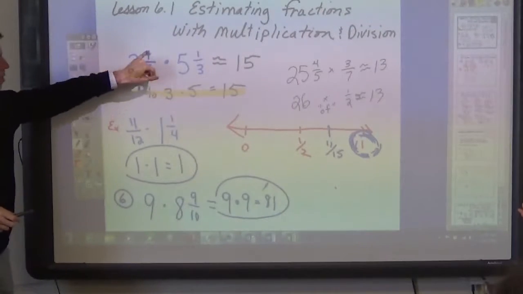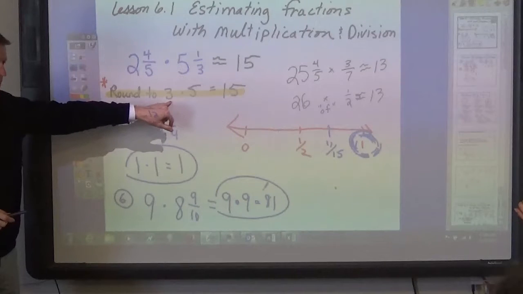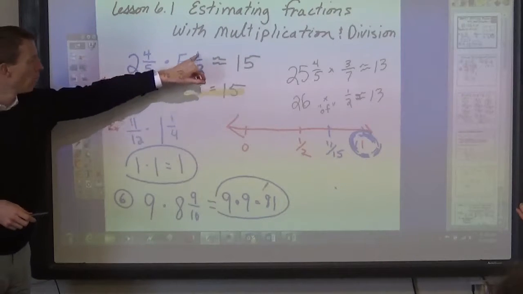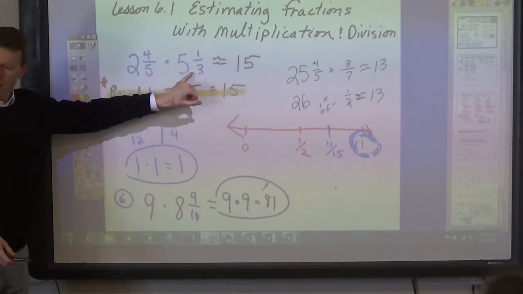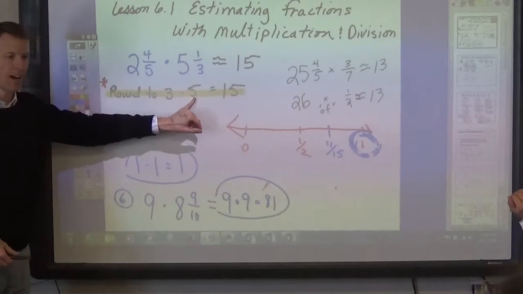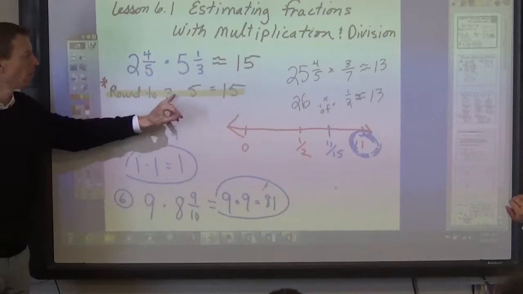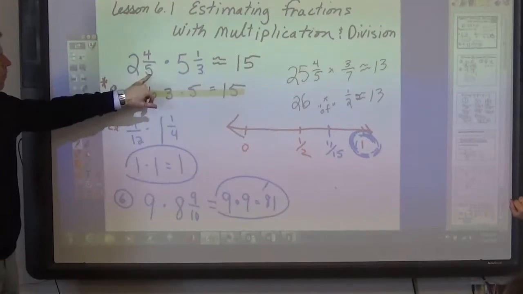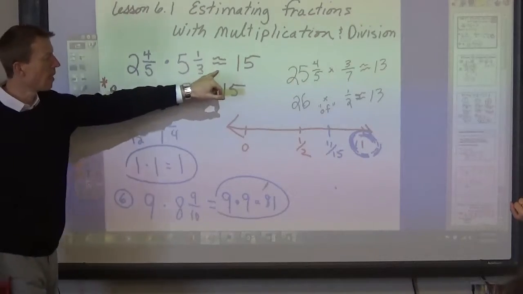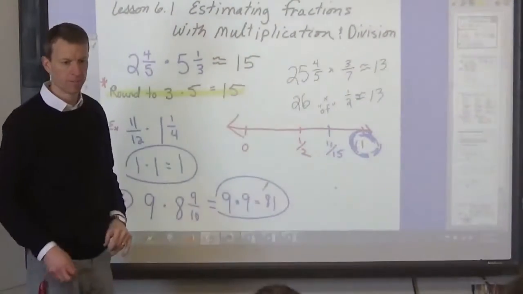So 2 4/5 is closest to 3. 5 1/3. 1/3 is less than a half, so we would round it down to the nearest whole number, which is 5. And then multiply it. 3 times 5 is 15. So 2 4/5 times 5 1/3 is about 15.